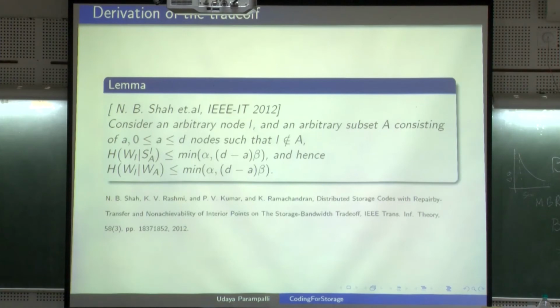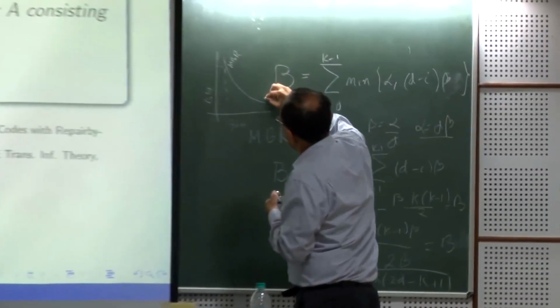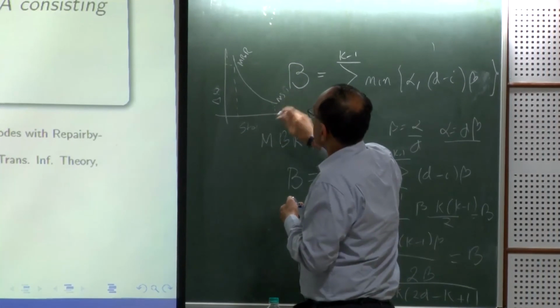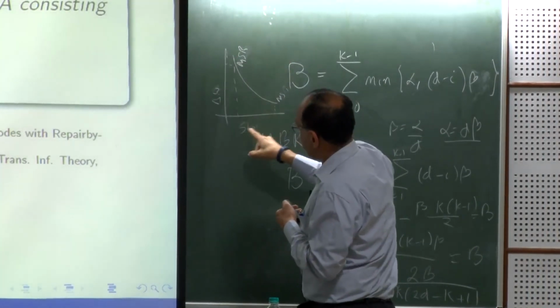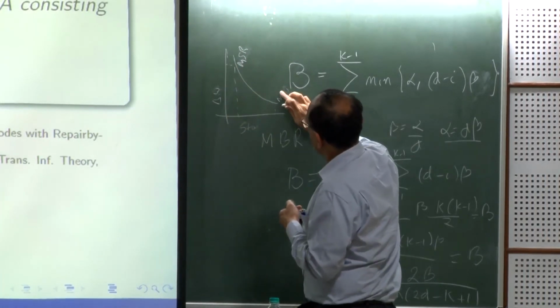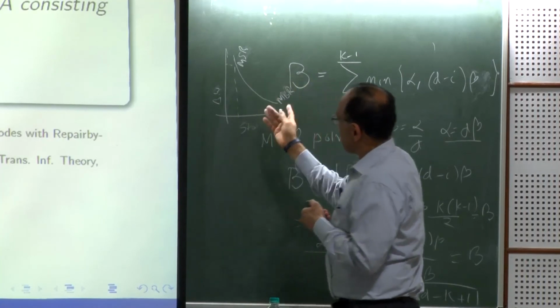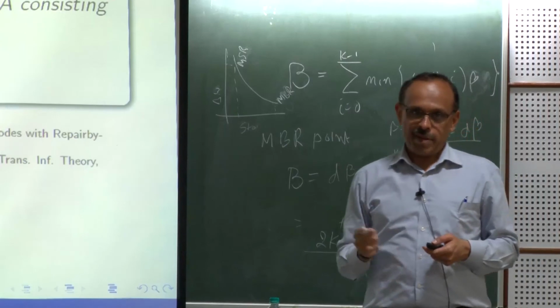So this is the storage, and this is the bandwidth. So this is the MBR point, and this is the MSR point. So this is storage, so this should be the MSR point. Always it gets corrected, because this is storage, that is minimized, and this is bandwidth, this is minimized. So it's the MBR point. Sometimes the curve will be expressed differently, but you have to follow through.